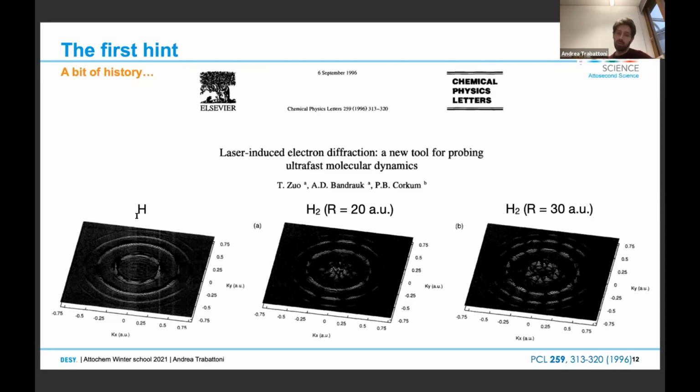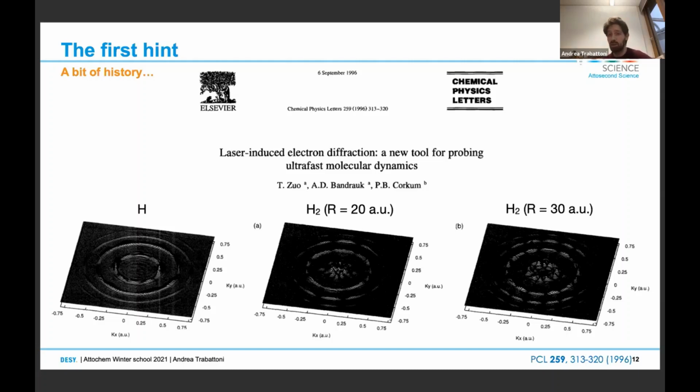And then they were repeating the simulation. Instead of using hydrogen, they were using H2, so molecular hydrogen, with the internuclear distance around 20 atomic units. And what they were observing is that actually the photoelectron distribution was different. So there was a signature in the photoelectrons of the molecular nature of the target.